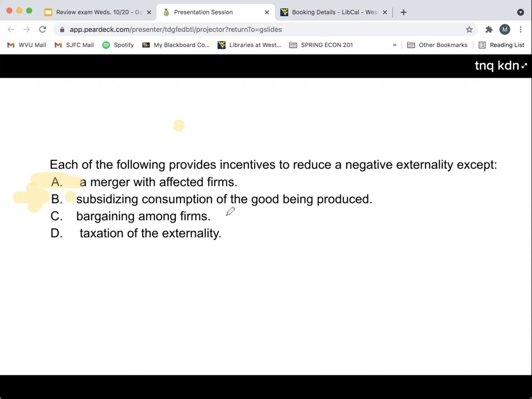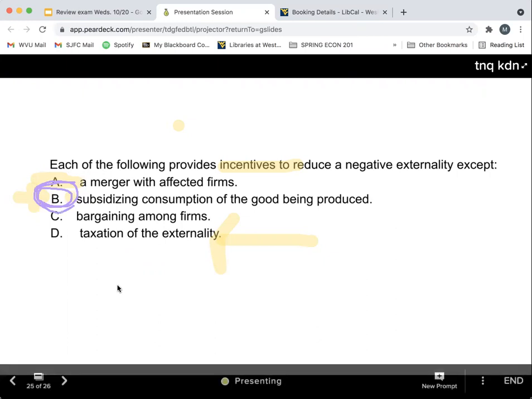C, bargaining among firms. That definitely will provide incentive to reduce a negative externality on both parts and both parties as well. D, taxation of externality, yes, amazing. This is exactly what we would do to deal with a negative externality. Taxation of a negative externality would be the remedy to incentivize away from this behavior. When we subsidize, we're encouraging more production, more purchasing, more consuming of this good. So my answer is going to be B for this. All right, let's check it out and look at it. Look at that. It is B.